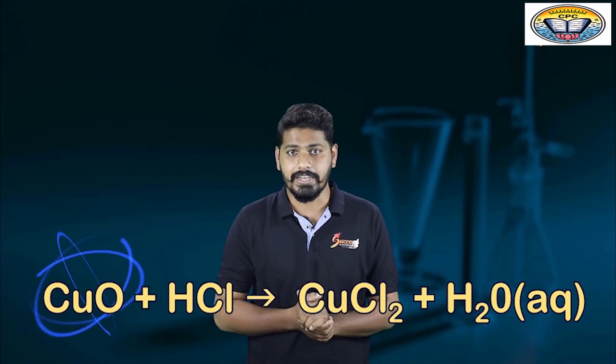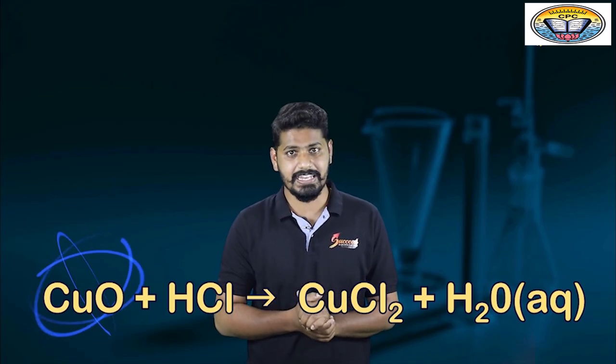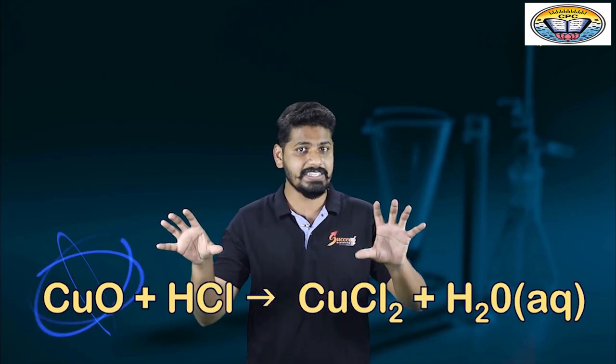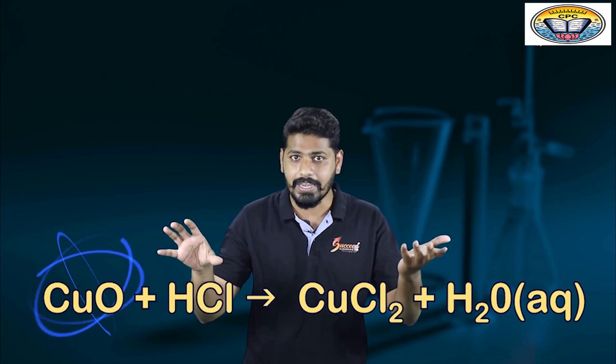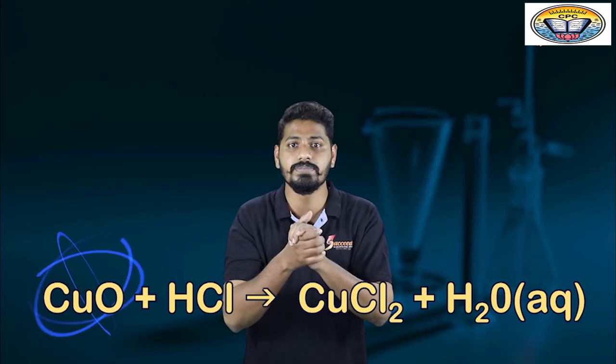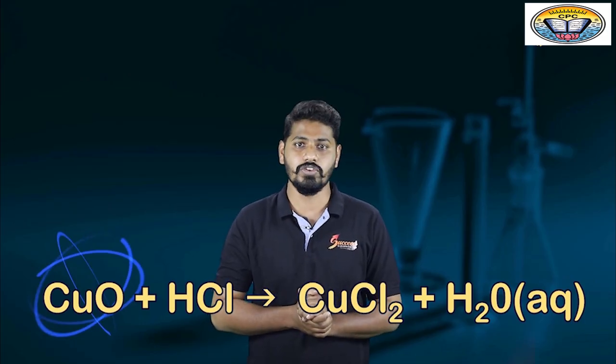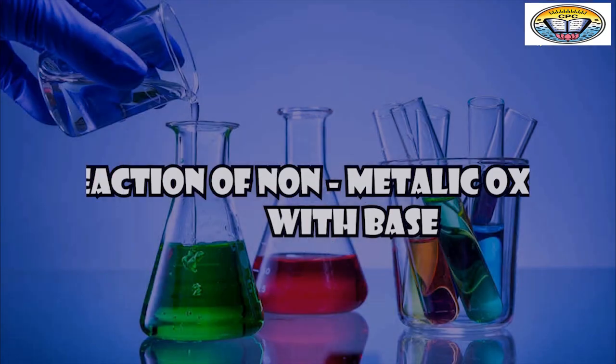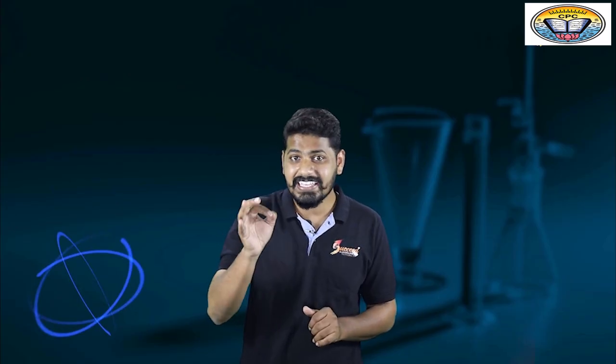Being the copper oxide, or the metal oxide, basic in nature, the acid and the base, what is that? Metal oxide. Metal oxide is basic in nature. So acid and the base combined, it forms a salt along with the formation of water. Now let's see what happens when non-metallic oxide reacts with a base. Keep this in mind, non-metallic oxide is acidic in nature.